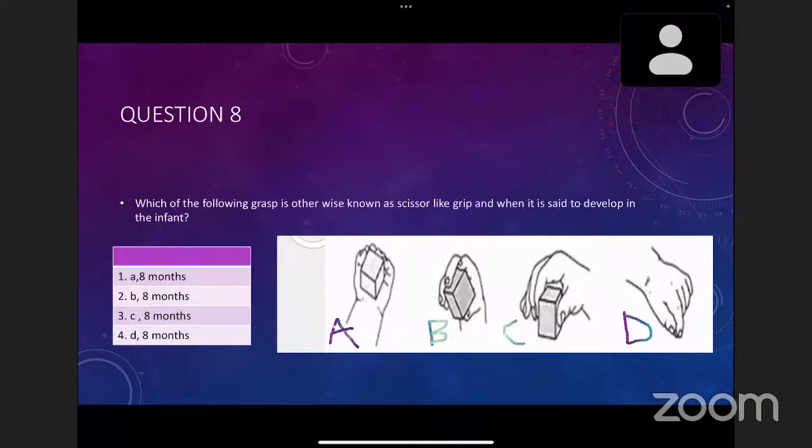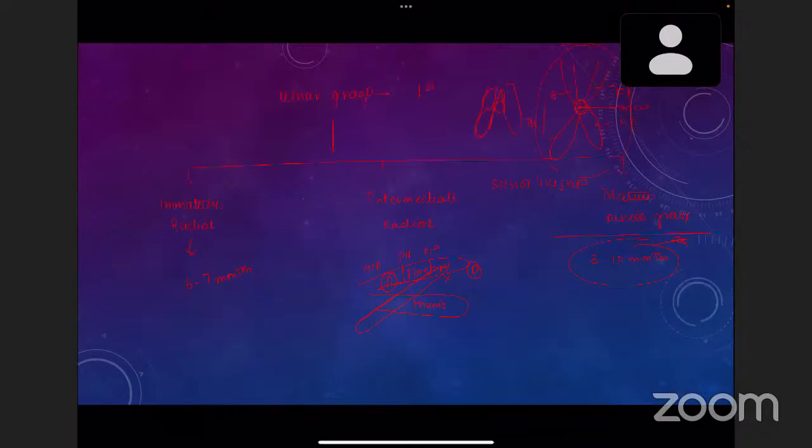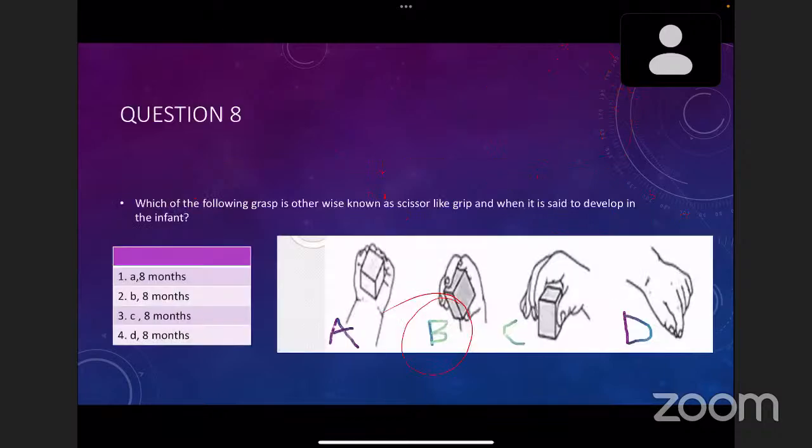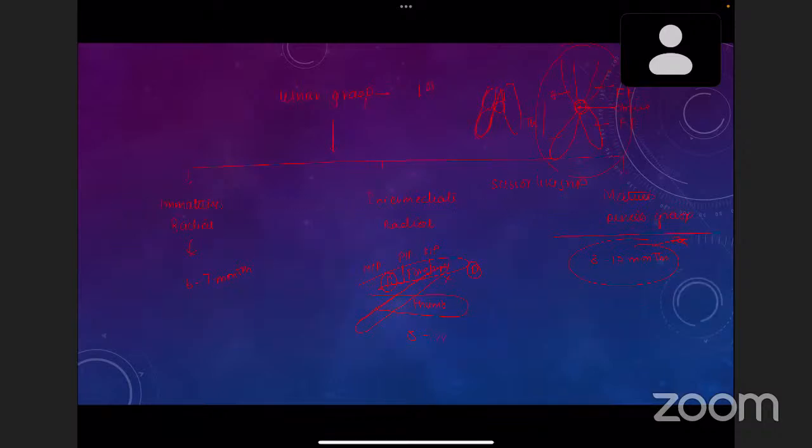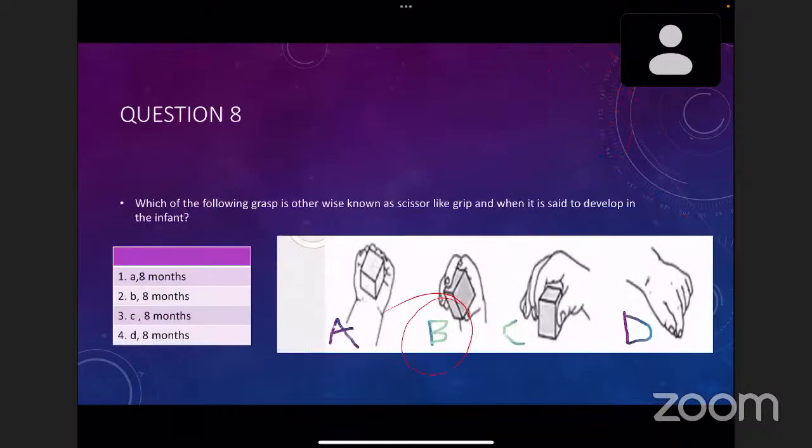Out of these options, the scissor-like grip is well defined, and the option is B. Scissor-like grip is attained by the age of 8 to 10 months, about 8 months. This intermediate radial grasp is attained at the age of 8 months, and this option is B. This is your intermediate radial grasp. It's acquired at the age of 8 months. The answer is B.